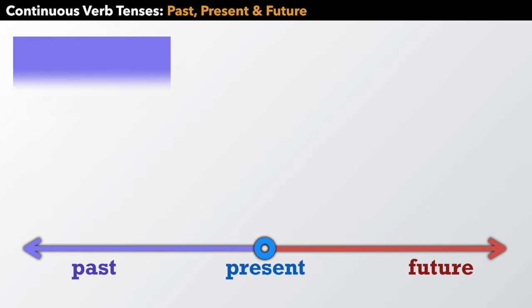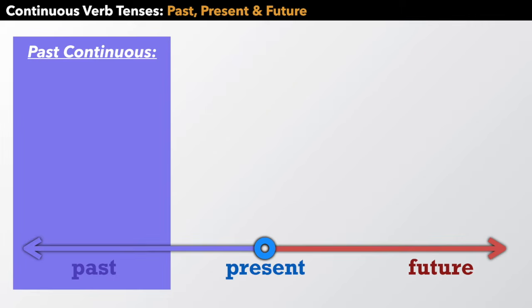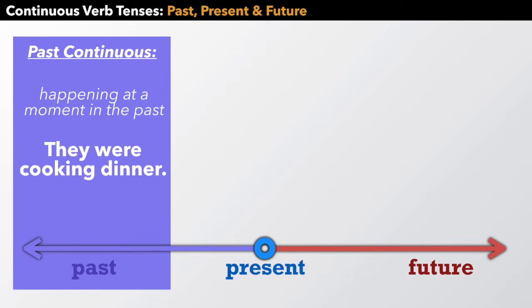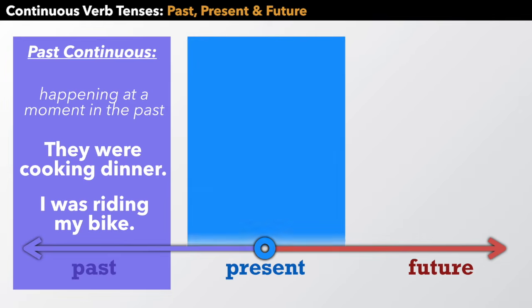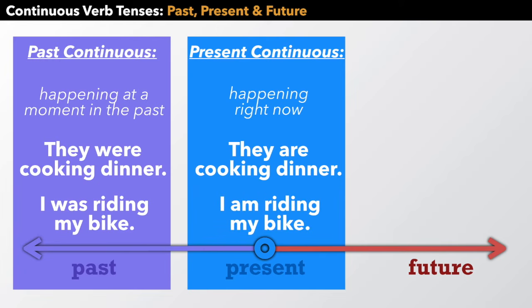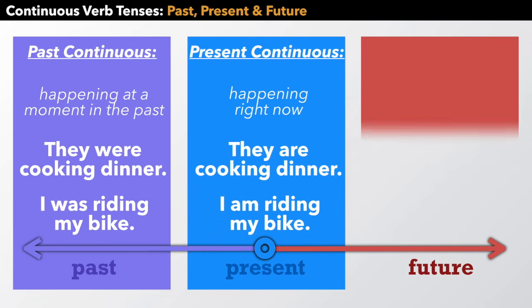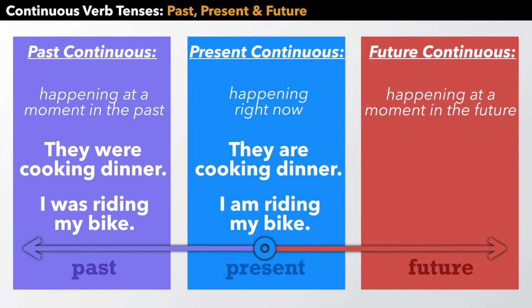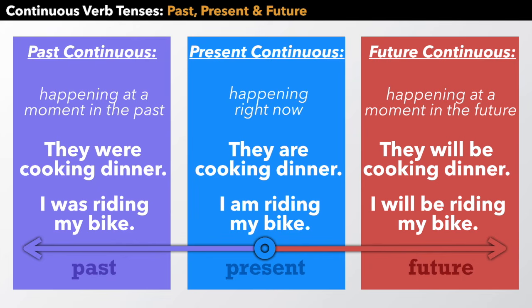And now for a very quick review. Past continuous, happening at a moment in the past. They were cooking dinner. I was riding my bike. We can change these to present continuous if they're happening right now. They are cooking dinner. I am riding my bike. And we can change them to a future continuous for moments happening at a moment in the future. They will be cooking dinner. I will be riding my bike.